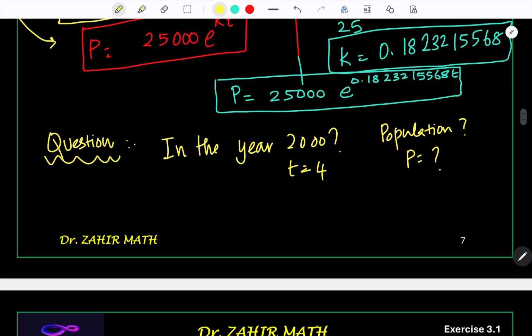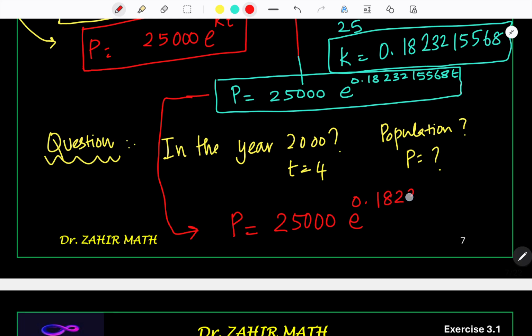So we are going to put this in the equation. Population is the question mark, 25,000 e power 0.18232155668 and t is equal to 4.